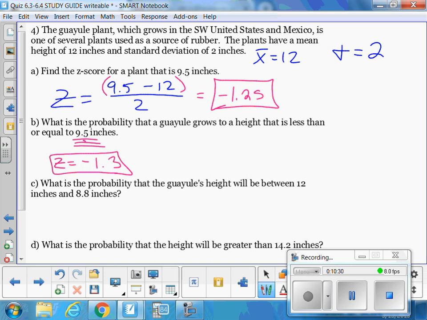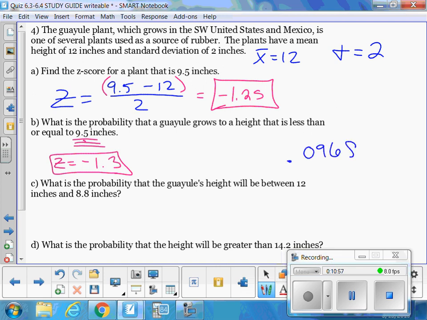So did everybody get a chart out that they can look at right now? No. Okay, give a second. Get your charts out. Get your z-charts out. All right, so we went to our z-score chart. We're looking up negative 1.3, and that will be the probability of being below 9.5 inches. What did you end up finding on your chart? 0.0968? Okay, so that would be your answer.